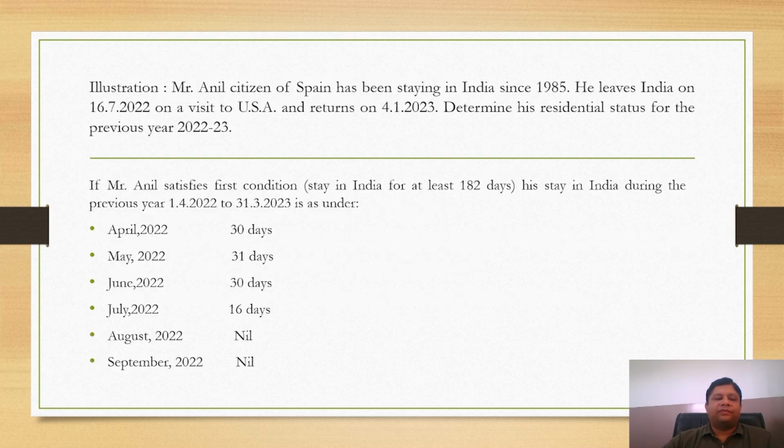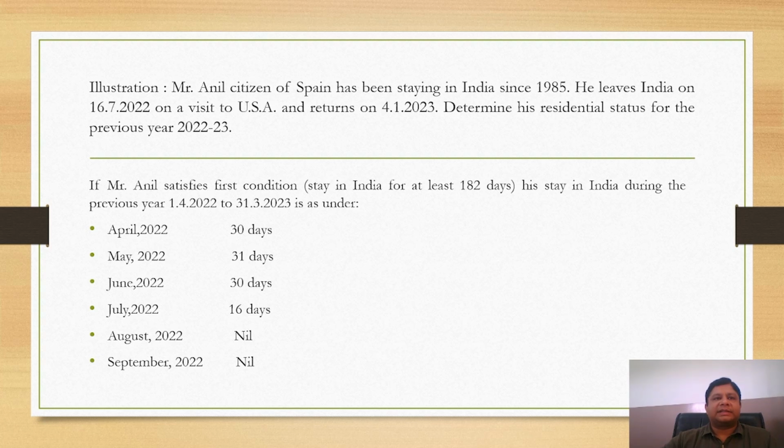Moving further, now with the help of this example, we will understand how the residential status is calculated. Mr. Anil, citizen of Spain, has been staying in India since 1985. He leaves India on 16 July 2022 on a visit to USA and returns on 4 January 2023. Determine his residential status for the previous year 2022-23. So we will now see the solution.